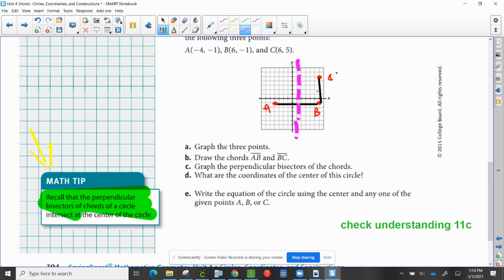Okay, so we're going to do the same thing with chord BC. Let's count. 1, 2, 3, 4, 5, 6. So that means our perpendicular bisector would be at 1, 2, 3. Okay, so the center of our circle is going to be where those two perpendicular bisectors intersect. So it looks like we are at 1, 2.